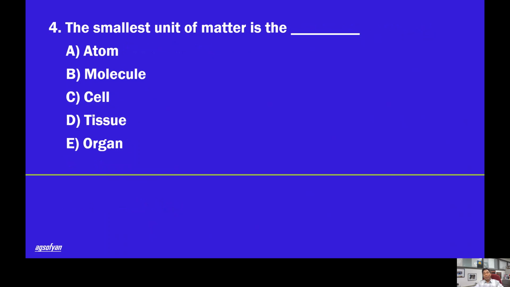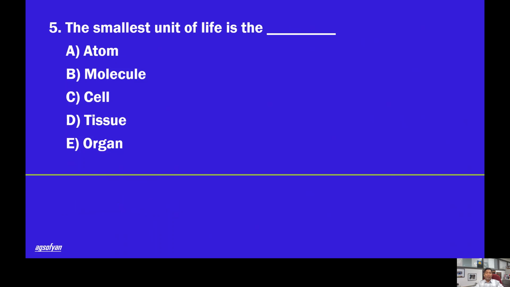Okay, number 4. The smallest unit of matter is the A. Atom, B. Molecule, C. Cell, D. Tissue, E. Organs. Choose your answer. Yes, the answer should be atom. So atom is the smallest unit of matter.